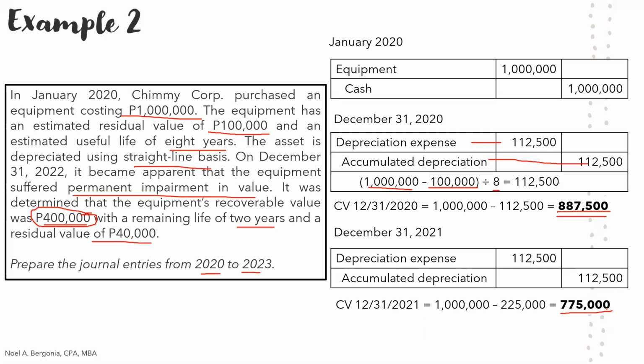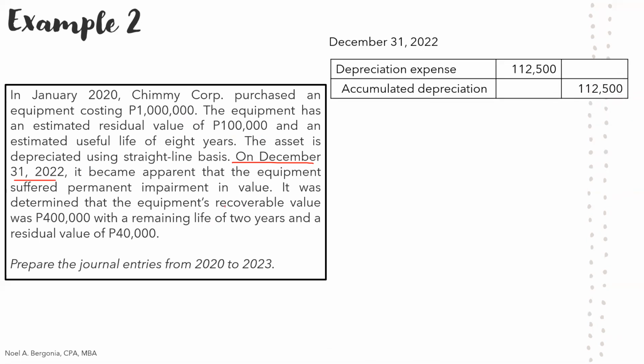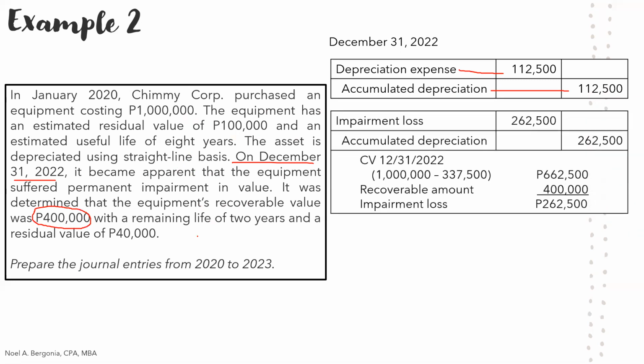Now, before the impairment happens on December 31, 2022, we need first to depreciate the asset. So, let's depreciate first. So we debit the depreciation expense, 112,500, and credit accumulated depreciation, 112,500. Now, after you depreciate that asset, it is now subject to impairment. We have the recoverable amount amounting to 400,000. But let us first try to identify the carrying value on December 31, 2022.